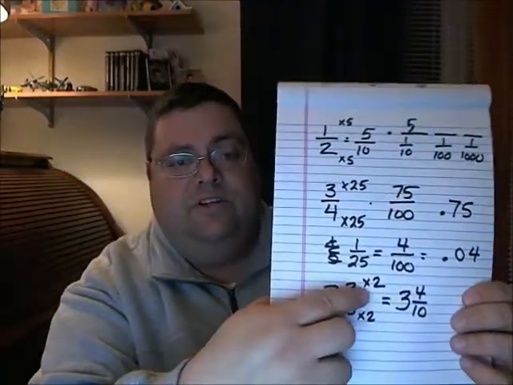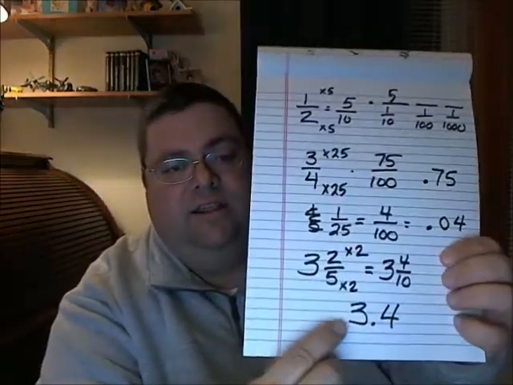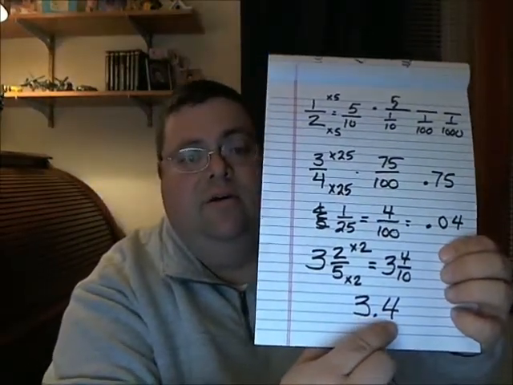Now, we don't do anything to the whole number because the whole number is a full value. We don't have to touch it. But the new mixed number is going to be 3 4 tenths because 2/5 is also 4 tenths. Now we write it as our decimal. The 3 goes to the left of the decimal. It's in the ones place. The 4 tenths goes just to the right, 4 tenths. So it should look like this, 3.4.